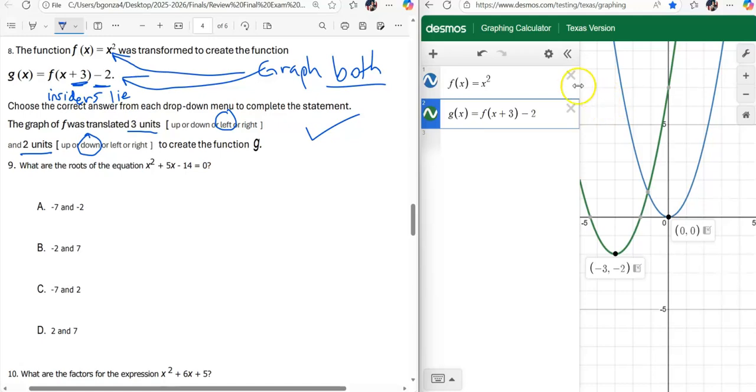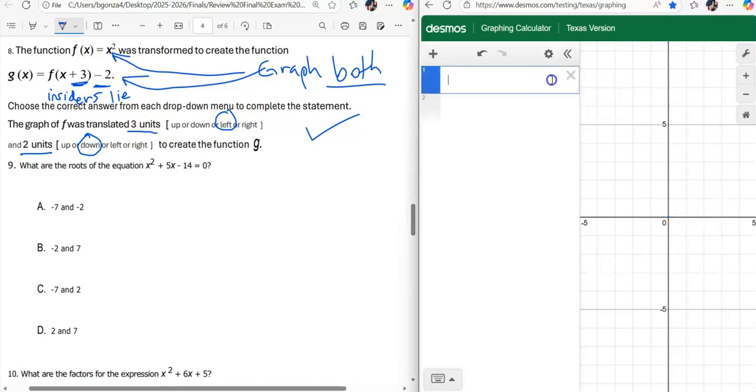Talk about roots. Graph this thing. If it equals 0, you do not have to write the equals 0.